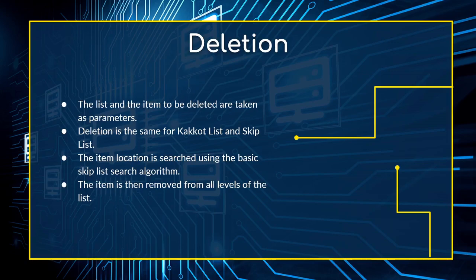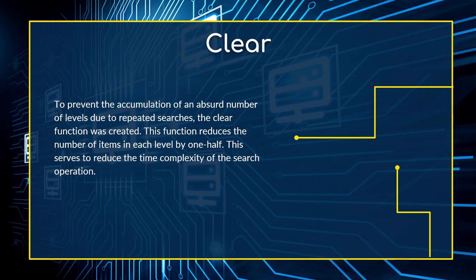Next, we have the deletion algorithm. It's very similar to that of a skip list. It will delete the key that is put in as a parameter, and it will delete the key at every single level of the Kakkot list. And then finally, we have the clear function. To prevent an accumulation of an absurd number of levels due to repeated searches, the clear function was created. This function reduces the number of items in each level by 1/2. This serves to reduce both the time and space complexity of the search operation.